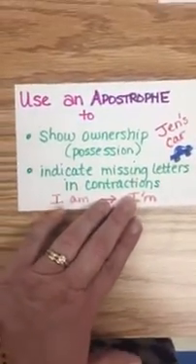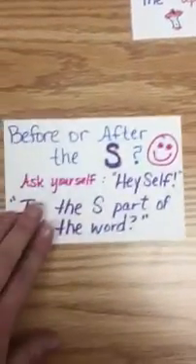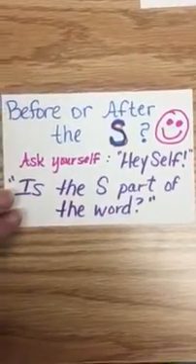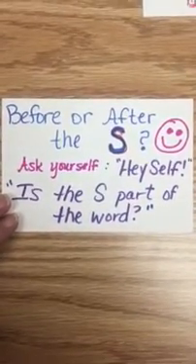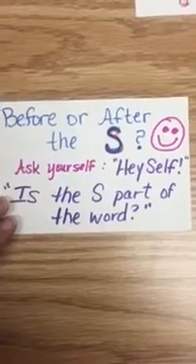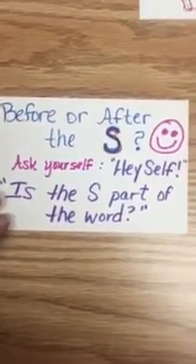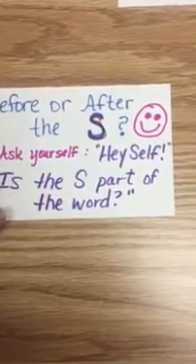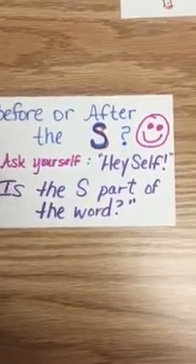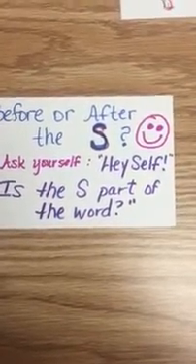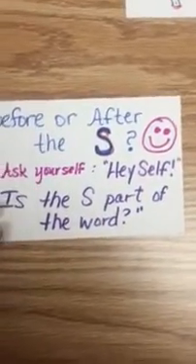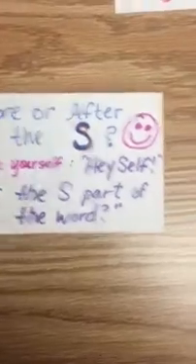So we're going to talk about a couple of rules for using apostrophes correctly. Well, the first thing people a lot of times have trouble with is, well, okay, I need an apostrophe S, but does the apostrophe come before or after the S? Well, that depends if the S is in fact a part of the word or not. So you need to ask yourself, hey self, is S a part of the word? If it is, then it goes after the S. If the S is not part of the word, then the apostrophe should come at the end of the word, regardless of whether it has an S on it or not.